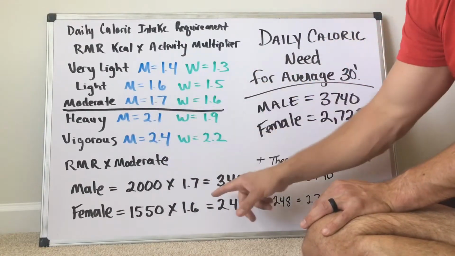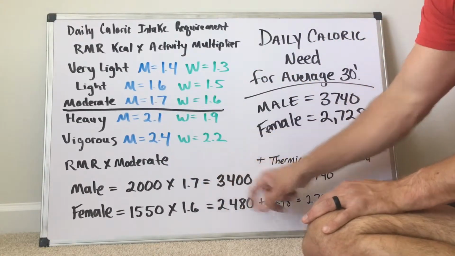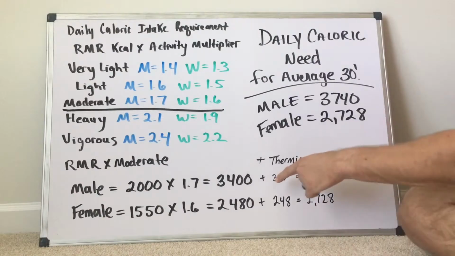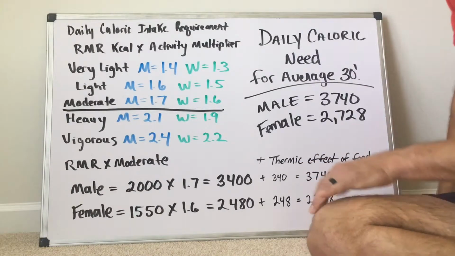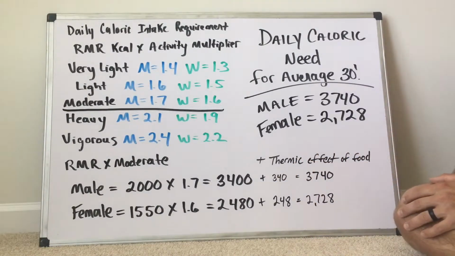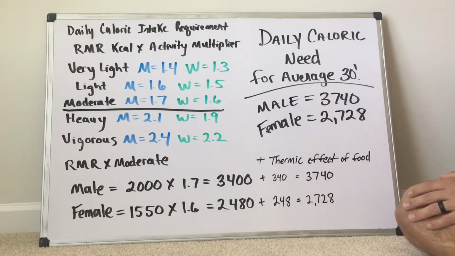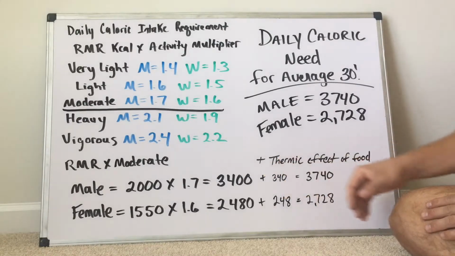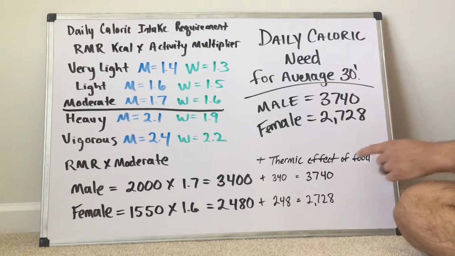For example, if you're a male and your resting metabolic rate is an average of 2,000 times 1.7 at a moderate intensity every day, you're burning about 3,400 calories, plus about 340 or 10%, which is your thermic effect of food. Based on those 3,400 calories, you're going to have 3,740 calories per day you can have to maintain your weight. Okay, that's if you're at around 200 pounds, and that's if you're at about 5'9".